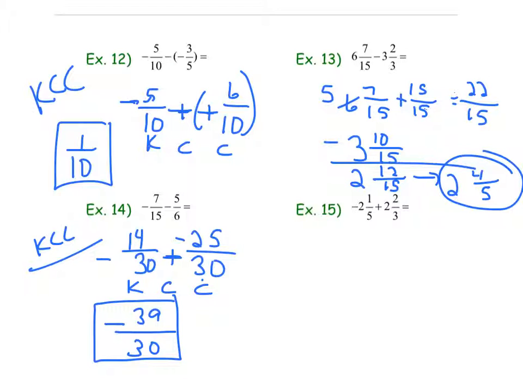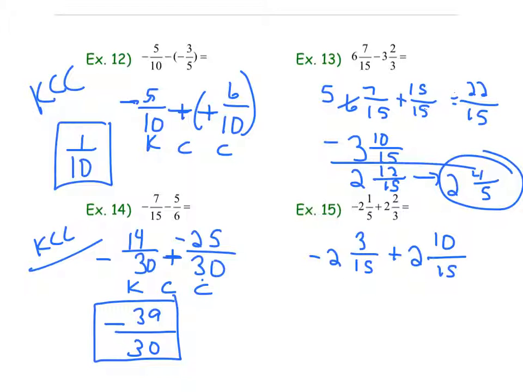All right, next, number 15. We have a negative 2 1/5 plus 2 2/3. I want to get a common denominator. So 15 would be my common denominator. 5 goes into 15 3 times. 3 times 1 is 3. Plus 2, common denominator is 15. 3 times 5, so this would be 10.